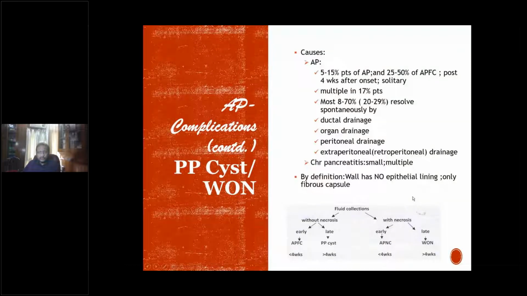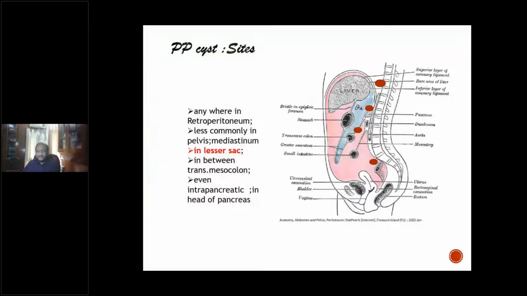By definition, why do we call it a pseudopancreatic cyst? Because by definition, the wall has no epithelial lining, only a fibrous capsule. Remember, this is very important when you want to differentiate it from a true cyst of the pancreas. Okay. Now, what could be the site? Where can you find the pseudopancreatic cyst? Anywhere from the thorax down into the pelvis.